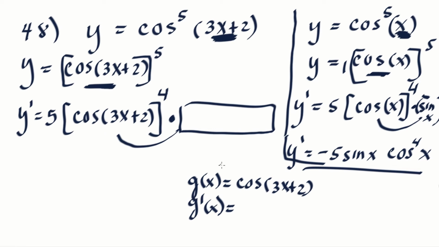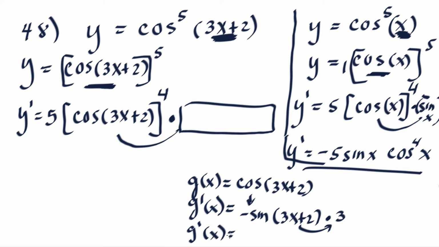So it's a chain rule within a chain rule. The derivative of cosine is negative sine 3x plus 2, but this is not plain x, so we have to multiply this by the derivative of 3x plus 2, which is 3. So g prime of x is negative 3 sine of 3x plus 2. The 3x plus 2 is going to stay. Just get the derivative of the cosine, which is negative sine, copy this same quantity here, and then multiply by the derivative of that quantity. So this g prime of x is this part over here, negative 3 sine of 3x plus 2.